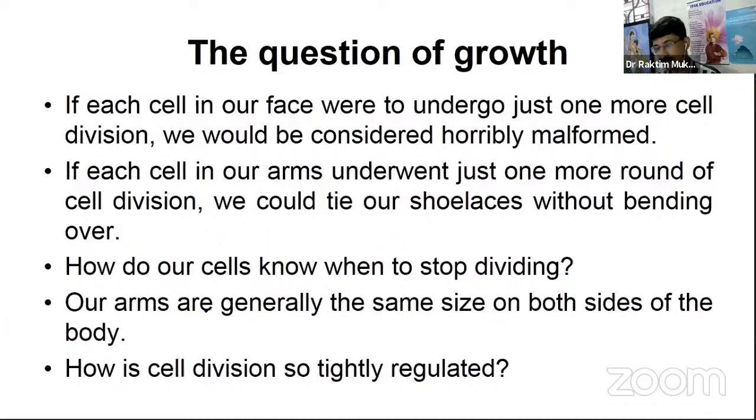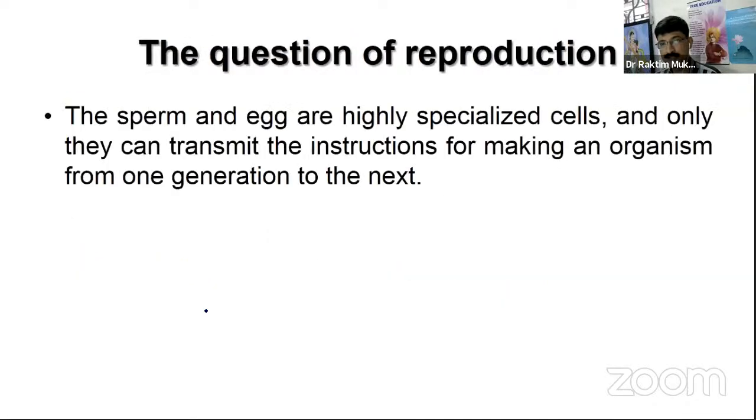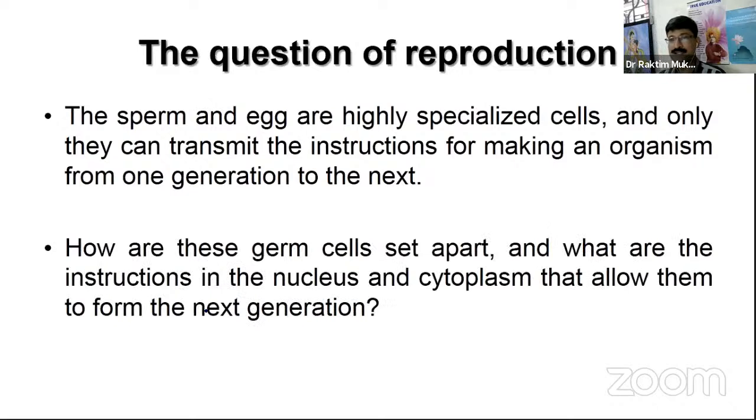Now comes the question of reproduction. The sperm and the egg are highly specialized cells, and only they can transmit the instructions for making an organism from one generation to the next. Now, the question that should come to your mind is: how are these germ cells set apart? And what instructions in the germ cell's nucleus and cytoplasm allow them to form the next generation?